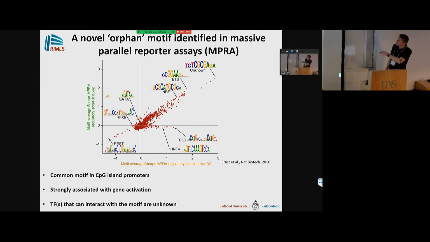Something about this motif, it's very common in CpG island promoters in mammalian cells. As I said, it's strongly associated with gene activation, but the transcription factor that interacts with the motif is unknown. So we thought this was an interesting case to go after.